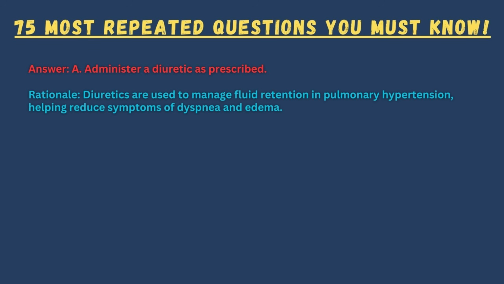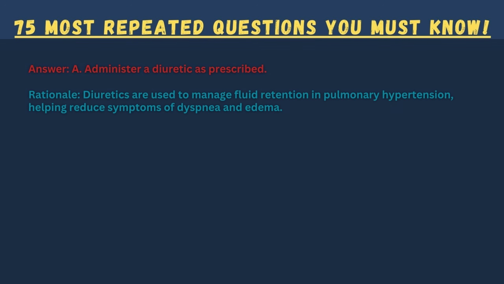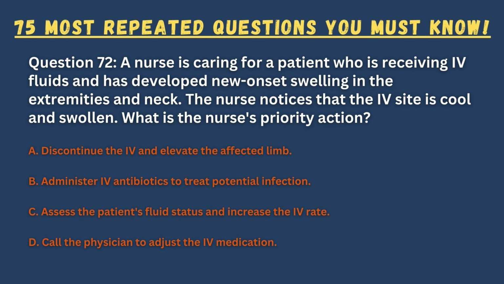Answer. A. Administer a diuretic as prescribed. Rationale. Diuretics are used to manage fluid retention in pulmonary hypertension, helping reduce symptoms of dyspnea and edema. Question 72. A nurse is caring for a patient who is receiving IV fluids and has developed new-onset swelling in the extremities and neck. The nurse notices that the IV site is cool and swollen. What is the nurse's priority action?